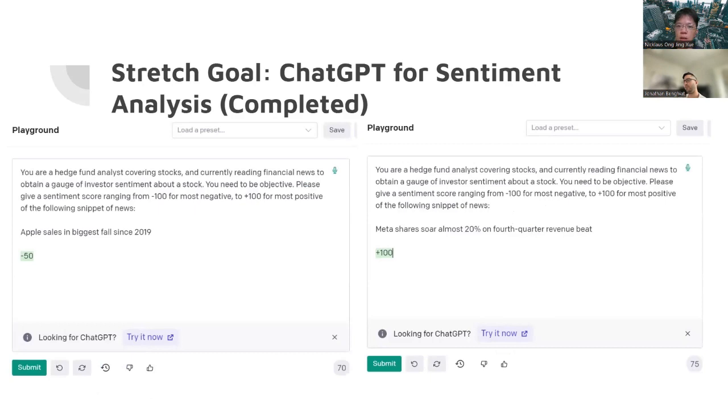You can see with some clever prompt engineering, you can get ChatGPT to give you a scoring. So we have prompted it. We give it some context: it is a hedge fund analyst covering stocks. And you can see that based on the news, it is giving quite accurate sentiment scores. So Apple sales in biggest fall since 2019 is negative, and Meta sales surge gives plus 100 for sentiment score.